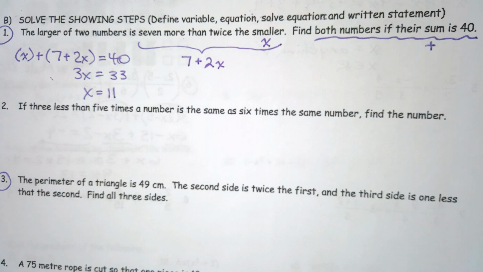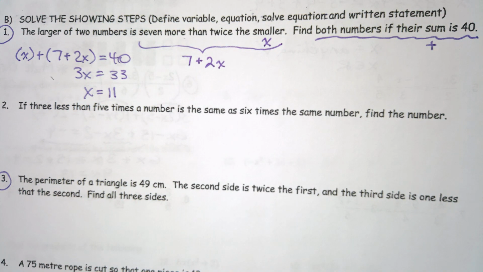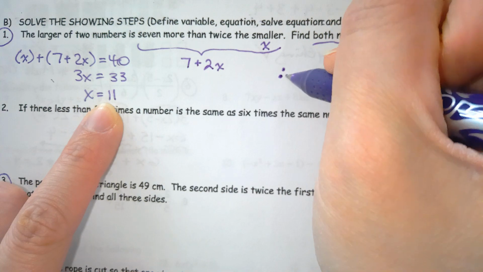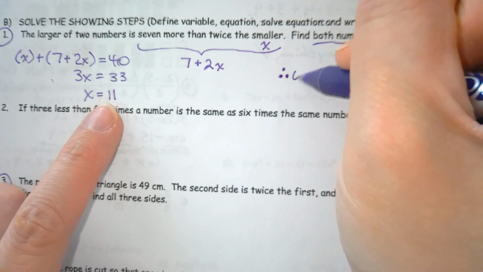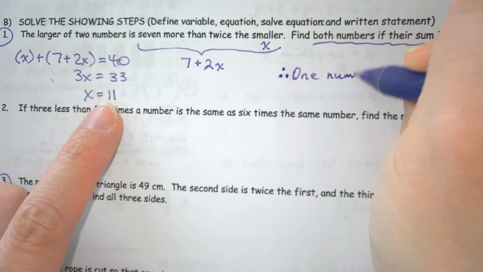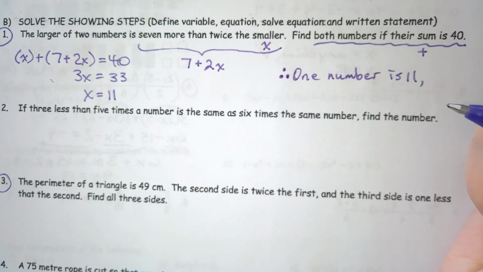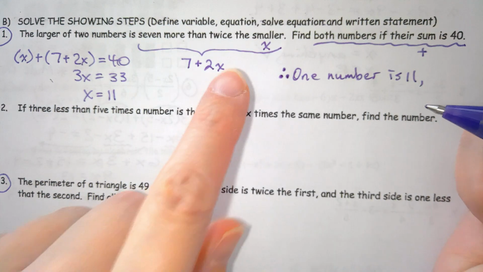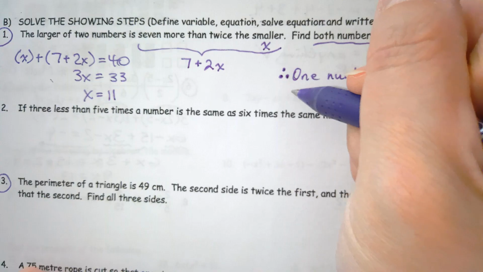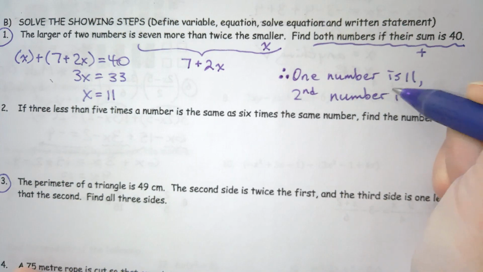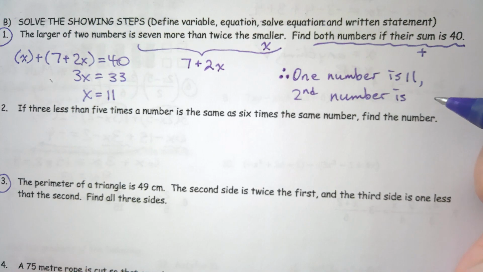Am I done the question? Why not? Yeah, I have to answer the question. The question was find both numbers. I found one number, so therefore, these three dots mean therefore. Therefore, one number is 11. What's the second number? Right, 40 minus 11. The second number is 40 minus 11, 29.